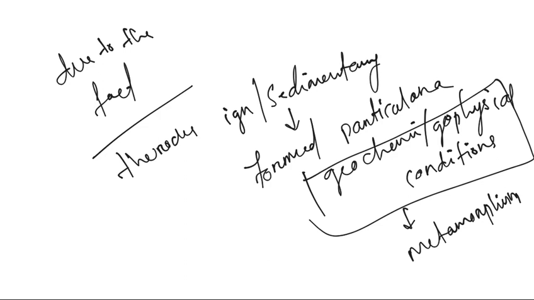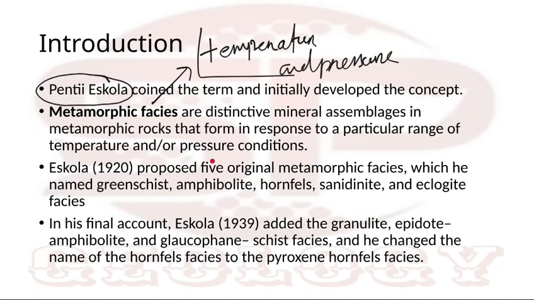Okay, so when the particular temperature and pressure change, what happens? The mineralogy also changes. Recrystallization occurs, structure changes, texture changes. Okay, everything changes. So that thing is addressed by the mineralogical aspect. The mineralogical change is addressed by facies, or you can say the progressive metamorphism of pelitic and calcareous rocks. These address the change in mineralogy.